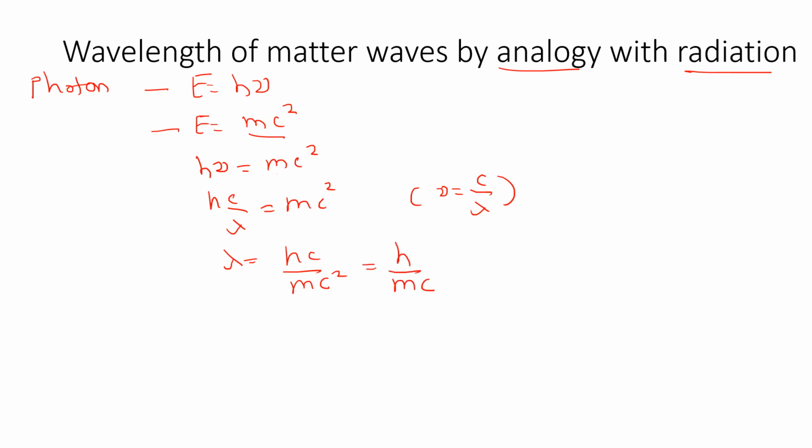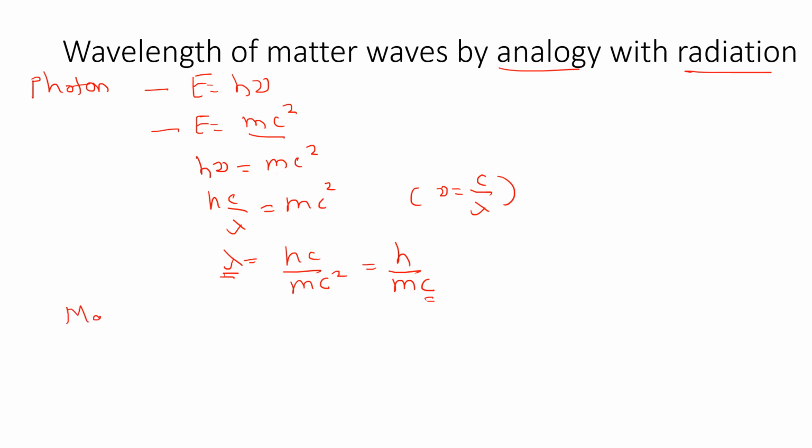So see, what is this? We have derived the wavelength of waves for a photon. This is for radiation. Everything is about radiation. So this wavelength comes out to be equal to h upon mc. c is the velocity of the photon. Now we want to apply this analogy to a matter particle.